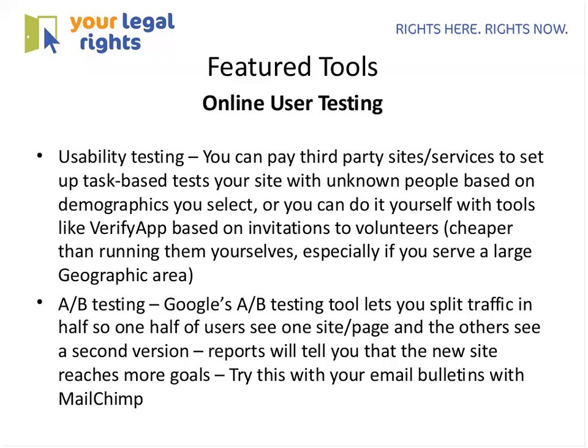If you use MailChimp for your email bulletins, you can do A/B testing, which is where you create two slightly different versions of the same thing, and you select that half of your users see one, the other half see the other, and then you can measure which one was better. So instead of fighting with your colleagues about whether you like the blue one or the green one, you can actually put it to the users and find out. So that's just another option out there.